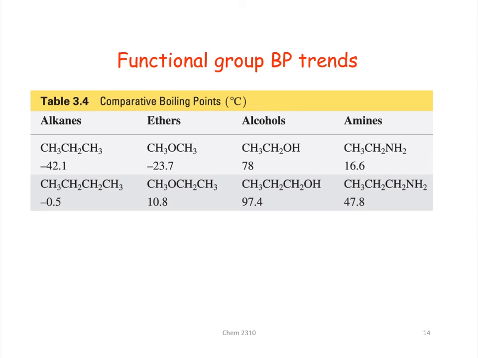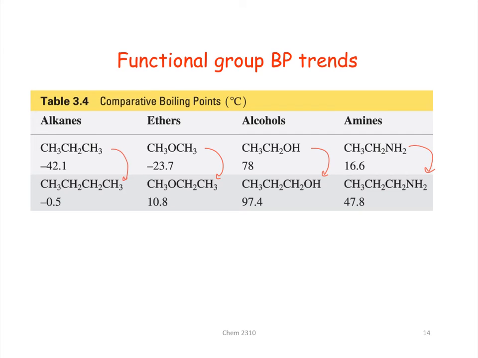All right, so one trend we know is that if we add an extra carbon, right, we go from propane to butane, we're going to increase the boiling point, right? We have more surface area, more van der Waals interactions. And this happens in each one of these examples, right? So for an alkane, an ether, alcohol, amine, if we add another carbon, then the boiling point goes up, because we're increasing the van der Waals interactions.